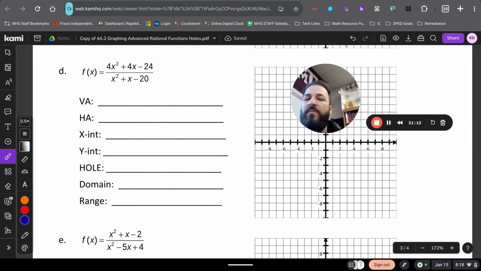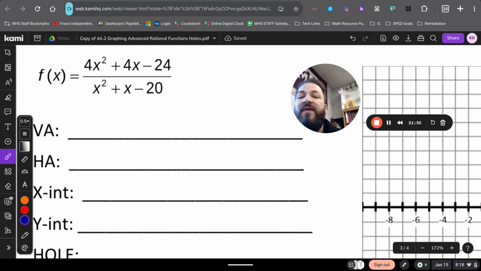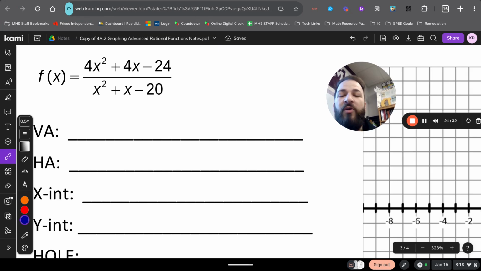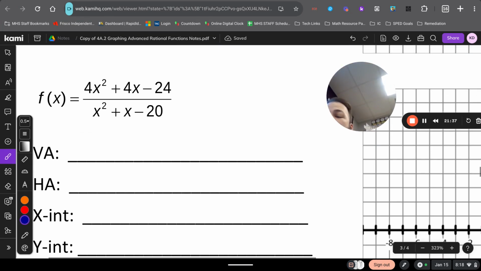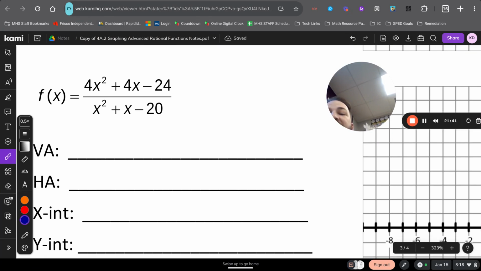We have 4x squared plus 4x minus 24 over x squared plus x minus 20. Okay, so in this one, we definitely look like we're going to have some things maybe cancel out if we do some factoring. So we want to go ahead and factor this one right off the bat. Okay, so first and foremost, that 4x squared plus 4x minus 24, I always want to make my factoring as easy as possible. So for this one, I'm going to go ahead and take out a GCF of 4 of all 3 of my terms.